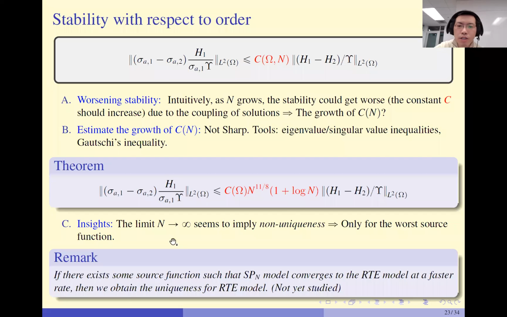Say you have this n go to infinity, and H2 is the true data, and H1 approaching that data faster than this quantity. Then this quantity will converge to 0. But I just don't know if that is really true.